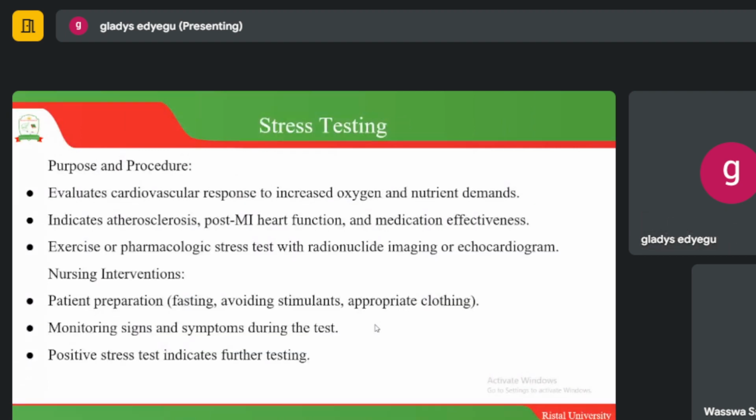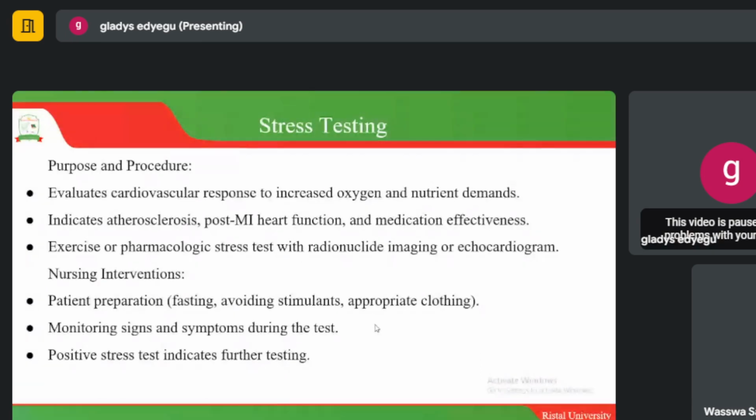And then stress testing. How do you test for stress? The purpose and the procedure for testing stress evaluates the cardiovascular response to increased oxygen and nutrient demands. So this will help you to evaluate the cardiovascular response. How is your patient's cardiovascular system responding to increased oxygen and nutrient demands? So you should be able to assess all this.